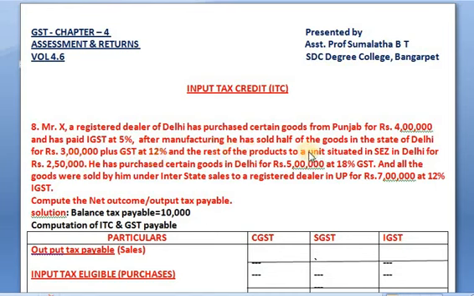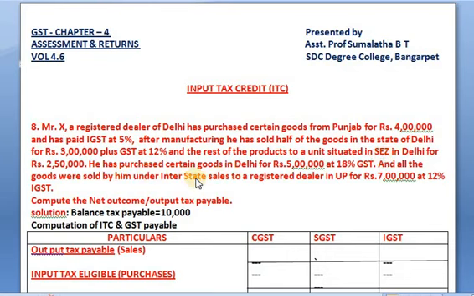And the rest of the goods to a unit situated in cess in Delhi only for rupees 2,50,000. Please do remember, anything supplied to cess is exempted from payment of tax, but anything received from cess is considered as an interstate transaction and IGST will be applicable. But here, as we are selling to a unit situated in cess, the tax is exempted.